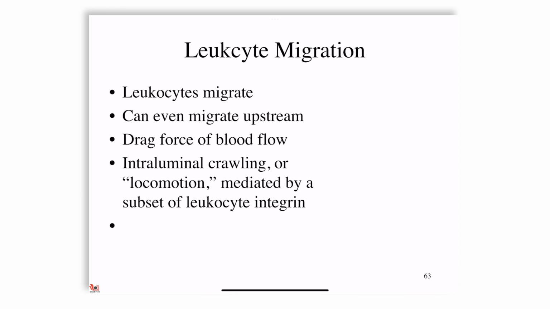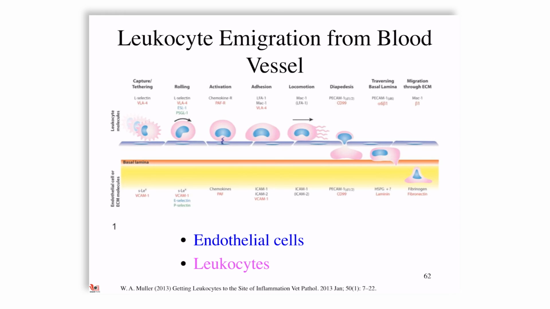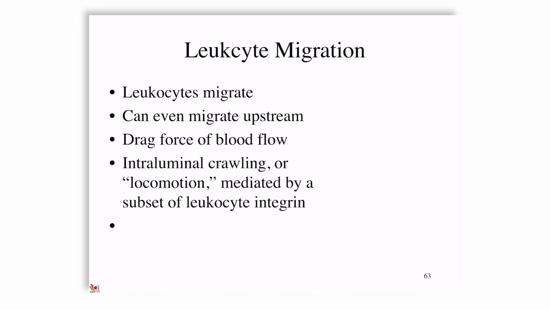So leukocyte migration is unusual in many respects because these cells can be passive particles that go with the flow, or they can also migrate upstream against the flow, and they're able to resist the drag force of blood flow. The intraluminal crawling, that we referred to over here as locomotion after adhesion, is mediated by a subset of leukocyte integrins. Integrins, as you know, are molecules that allow for cell-cell adhesion.